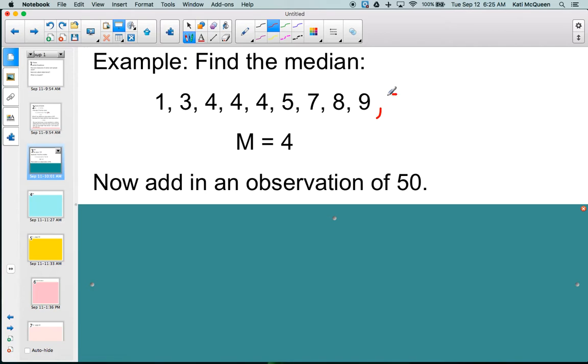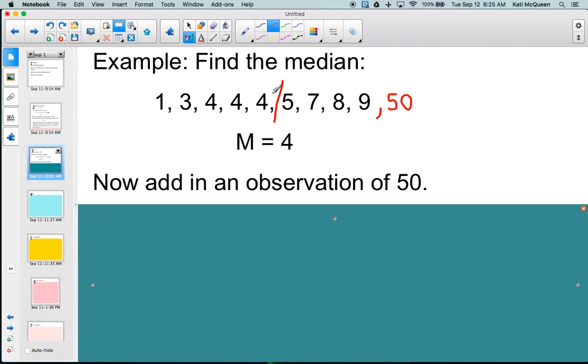If I add in that 50, this time I don't have 9 observations. Now I have 10. So actually, my median isn't going to be one of these exact values, because to go in the middle, I'd have to look at 1, 2, 3, 4, 5. I'd have to look right here. So I now have 5 values on each side.